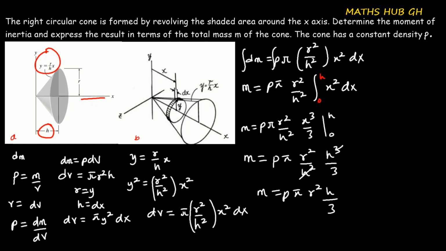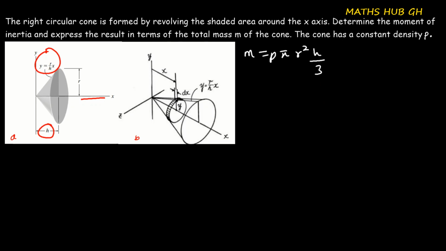Okay, so now that you have the mass, we can go ahead and find the moment of inertia of the circular cone and express it in terms of the mass. So let's go ahead and do this. In finding the mass moment of inertia, what you are going to do is find the mass moment of inertia of a single circular disc. And when we find the mass moment of inertia of a single circular disc, then we integrate that expression to get the actual mass moment of inertia of the circular cone that we have.